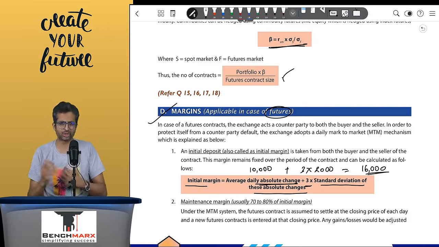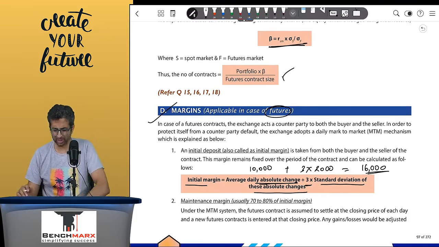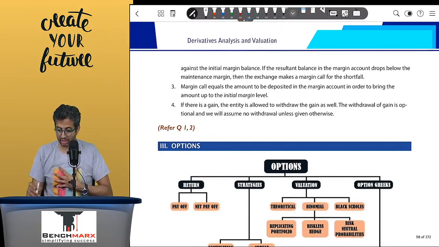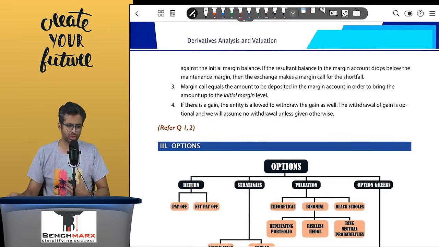There are a couple of questions on margin which you can try. If it comes, it will be a fairly direct question. This is how you calculate the initial margin. Maintenance margin is usually 70 to 80% of the initial margin. So there are a couple of questions on that which you can possibly attempt. So that largely takes care of the section on futures.